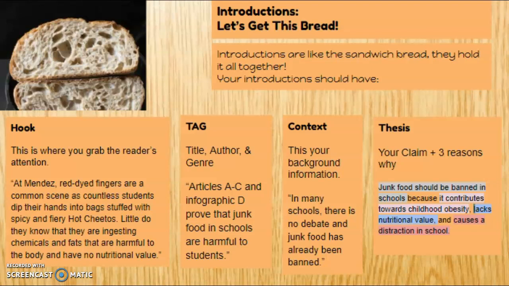And then your thesis. This is going to be your claim, and 3 reasons why you stand behind your claim. So junk food should be banned in schools. That's your claim. That's why it's highlighted. You're signaling that because you have 3 reasons. 1, it contributes towards childhood obesity. 2, it lacks nutritional value. And 3, it causes a distraction in school. So this is really what your introduction has, ladies and gentlemen. These 4 parts. This is the bread.